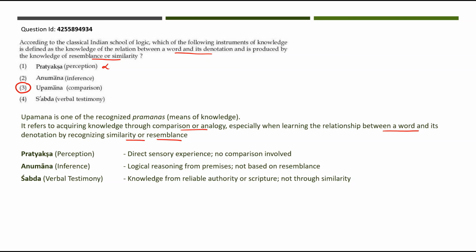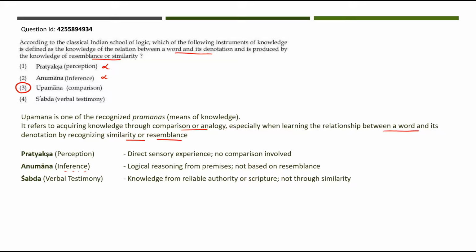What about Anumana, inference? We have learnt about Anumana and Sabda in previous year question papers. Regarding Anumana, logical reasoning from premises is needed because Anumana is about inference. It is not based on resemblance or similarity. So we can rule out inference also.